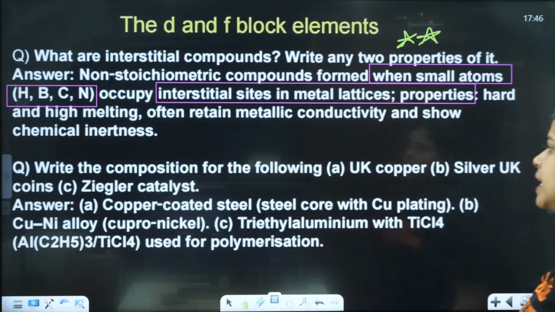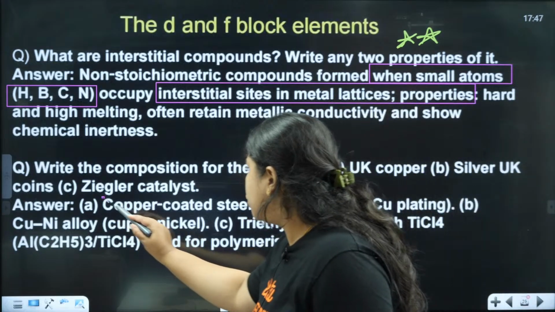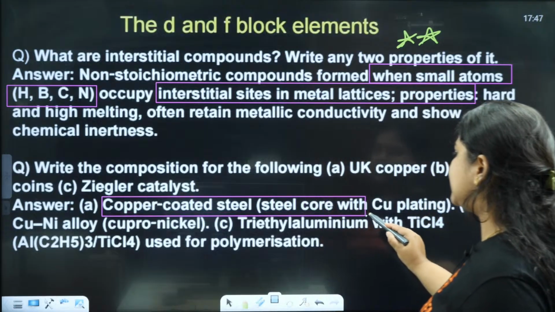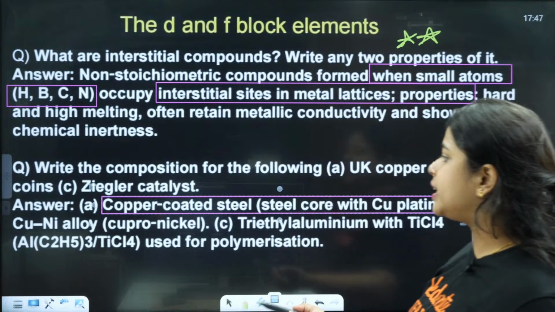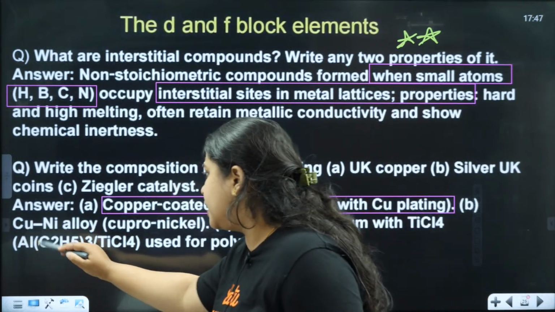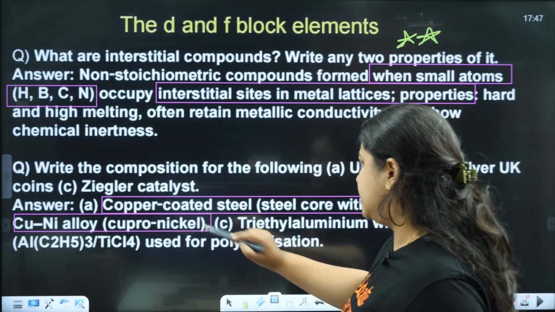Okay. First one, UK copper, which is copper coated with steel, that is a steel core with a copper plating. In case of copper and nickel alloy, that is CuNi alloy, that is cupronickel is going to be formed.